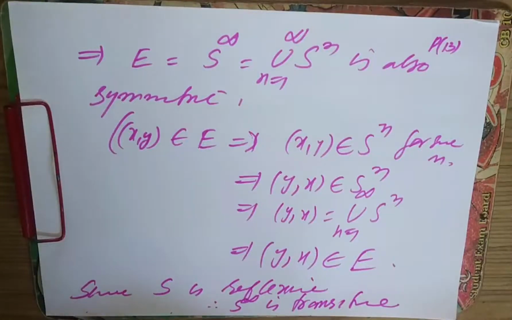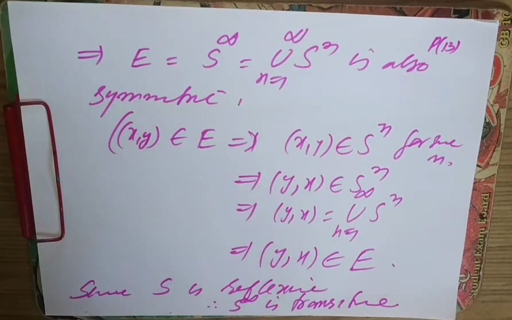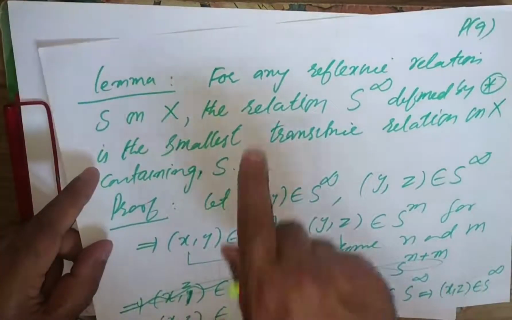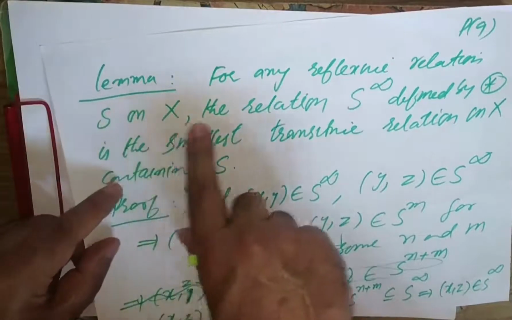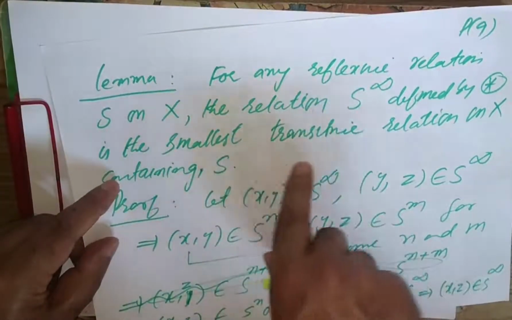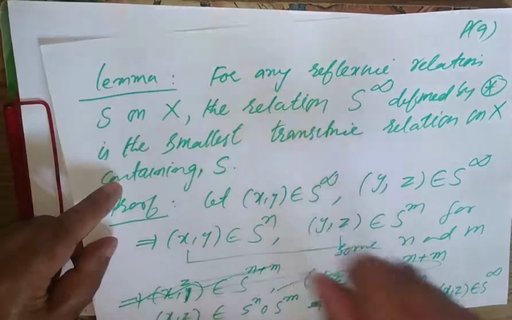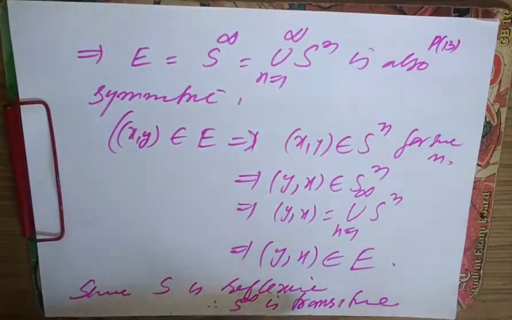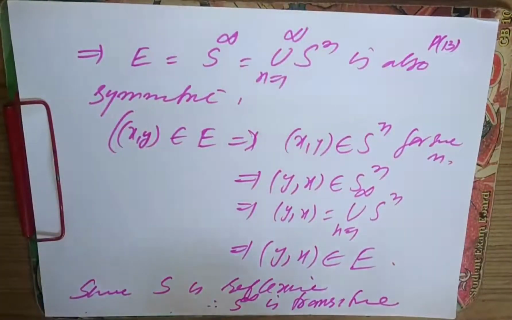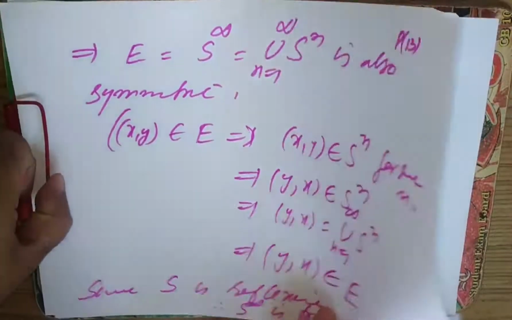Infinity is here. We have done it here. Where is that lemma? In our lemma, we have done it. Okay, so let me state it. That lemma is this: for any reflexive relation S on X, the relation S infinity, defined by the union of powers, is a transitive relation. So that means S infinity is also transitive, which means E is transitive. E is reflexive, so therefore, what is E? E is reflexive, symmetric and transitive.